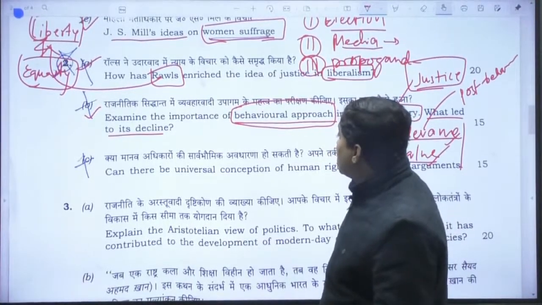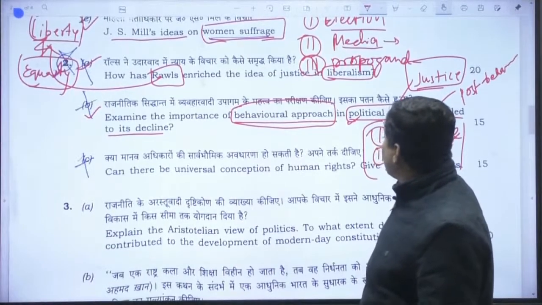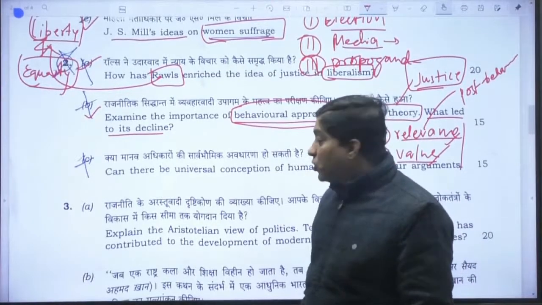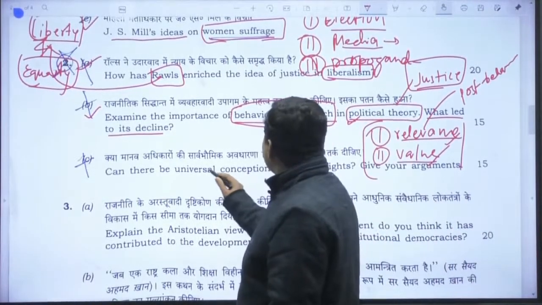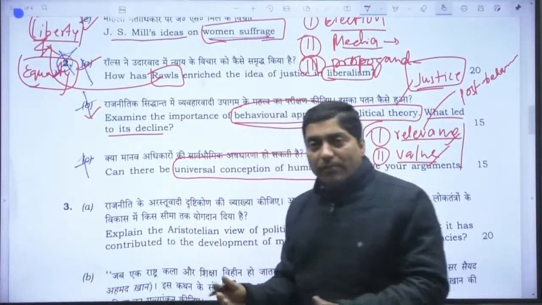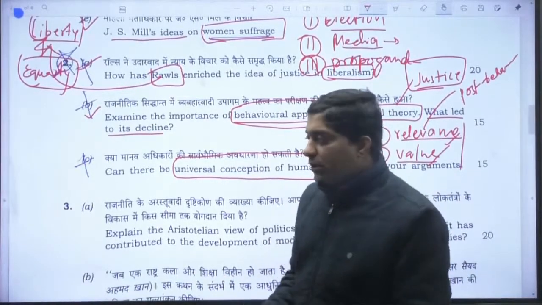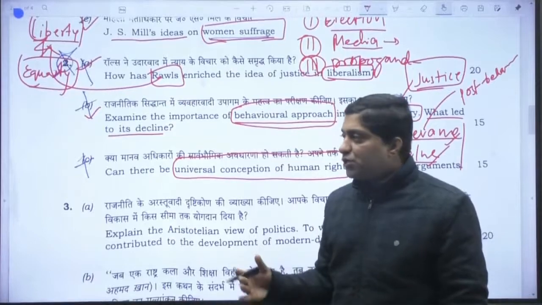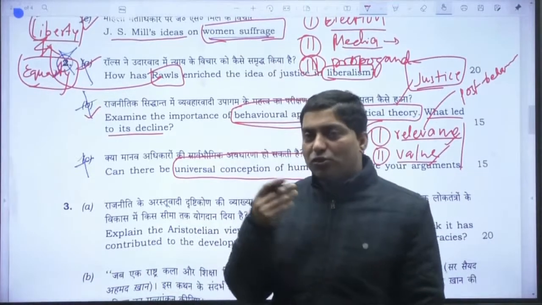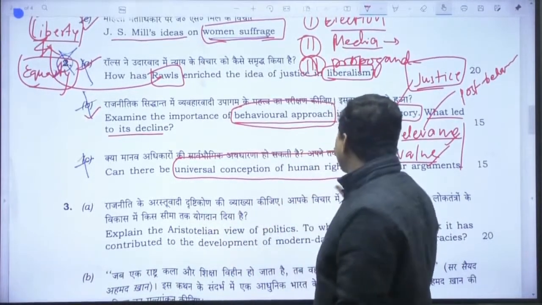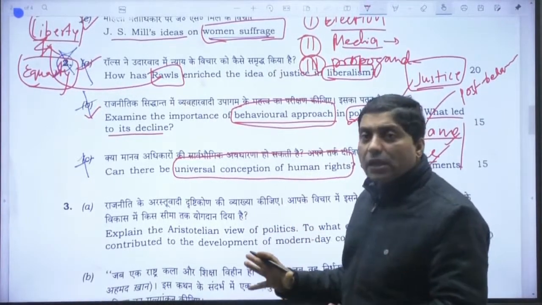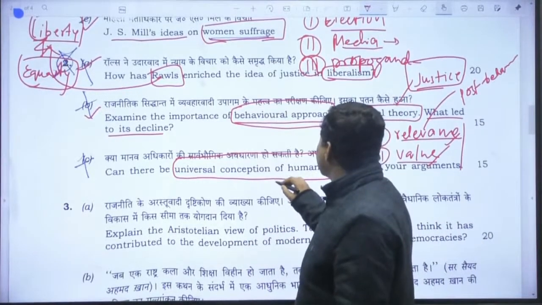Now the next question: can there be a universal conception of human rights? Give your arguments. Here it's asking about a universal conception of human rights. If you look at the human being, it's so dynamic around the world, right? Different ethnicity, religion, language, race, caste, culture, etc. Lots of diversity around the world. Is it possible to make an argumentative theory about a universal conception of human rights?